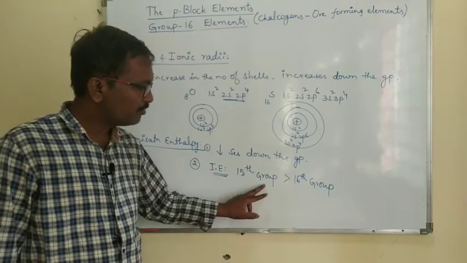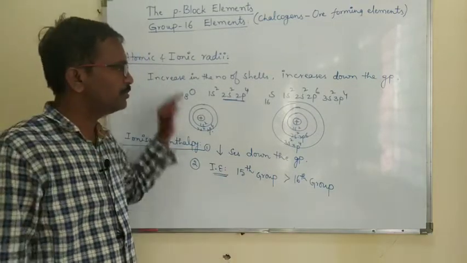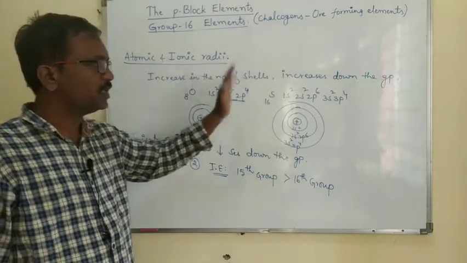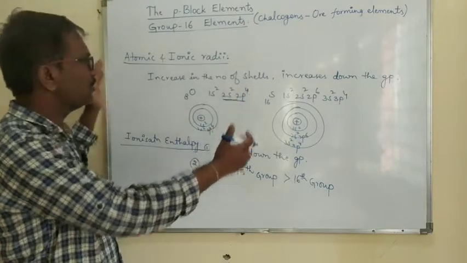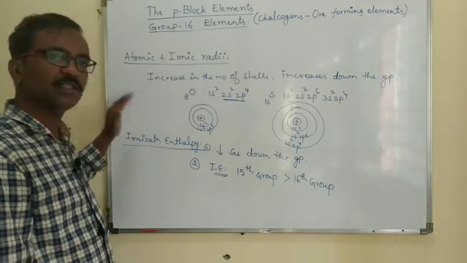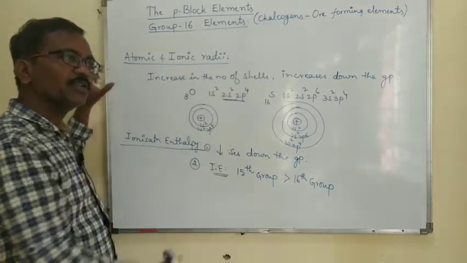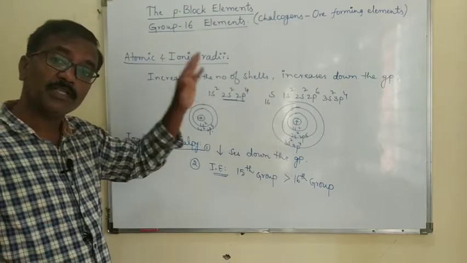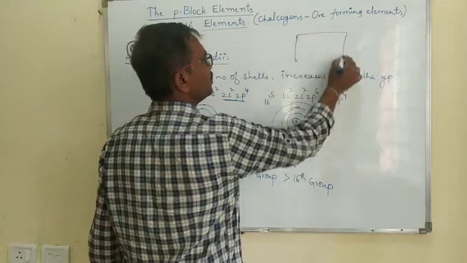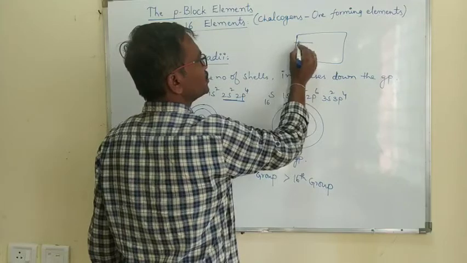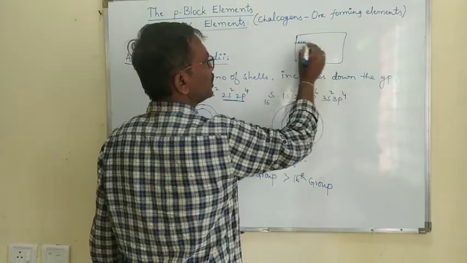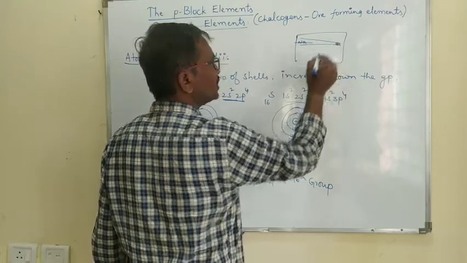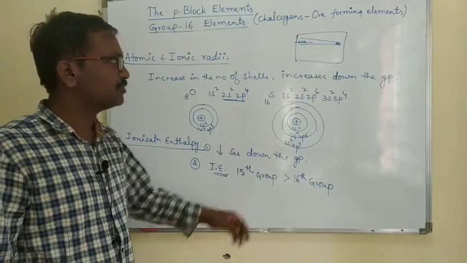Generally, in periods the ionization enthalpy increases from left to right. If you take the periodic table, the ionization enthalpy from left to right increases because atomic size decreases. If you go from sodium to fluorine, the atomic size decreases, and decreasing atomic size means ionization enthalpy increases.